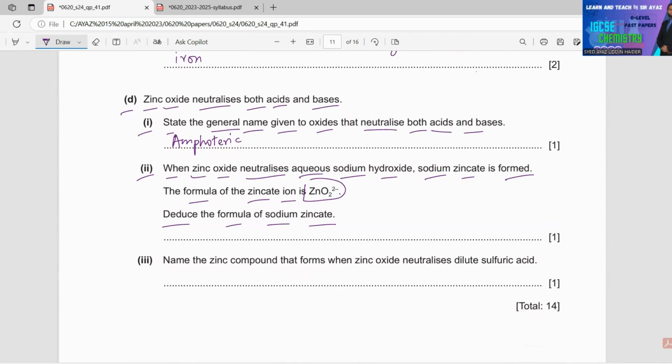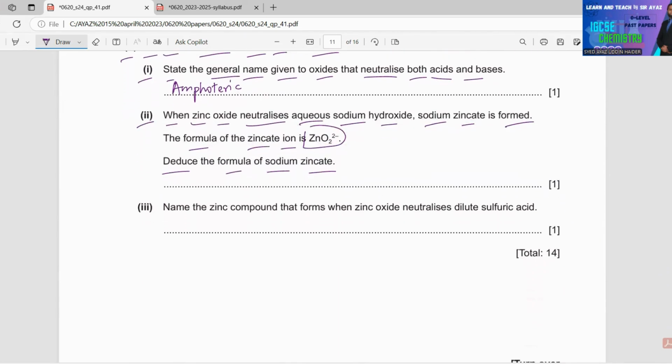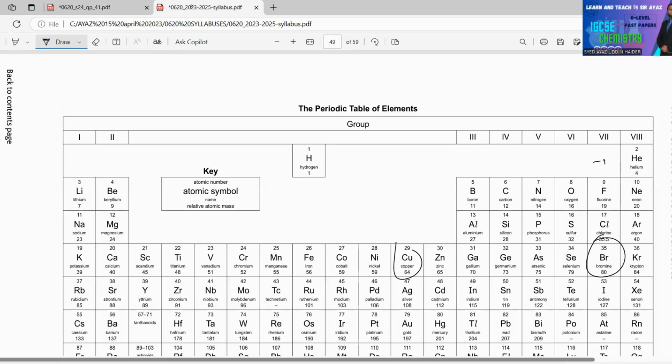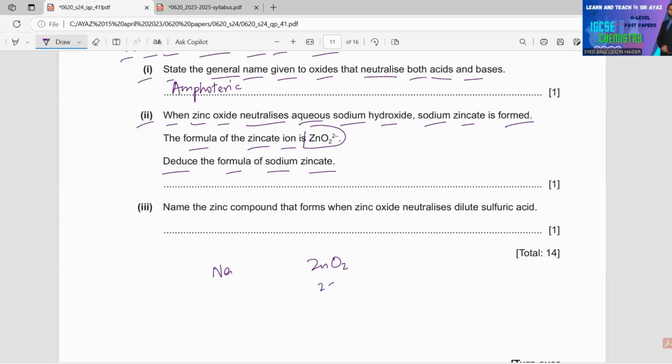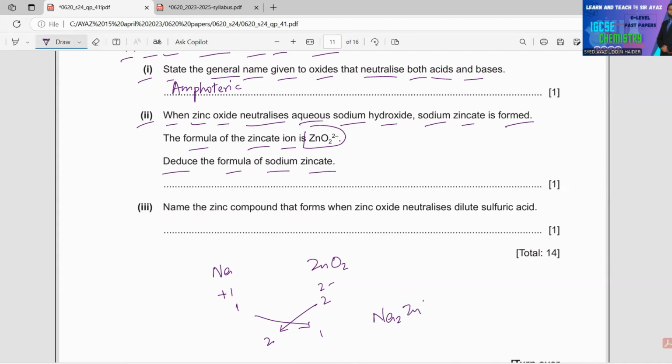Now you need to predict the formula of sodium zincate. We have Na here, zincate ion ZnO2, carrying a 2 minus charge. Sodium is in group 1, which means it must be carrying a +1 charge. So ignore the charges and swap these numbers. You will get Na2ZnO2. So you write Na2ZnO2.